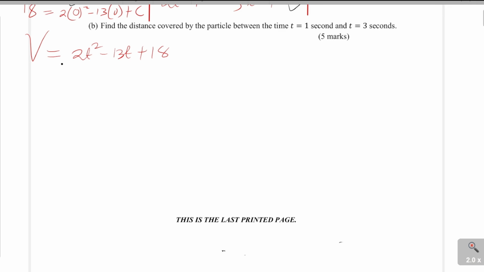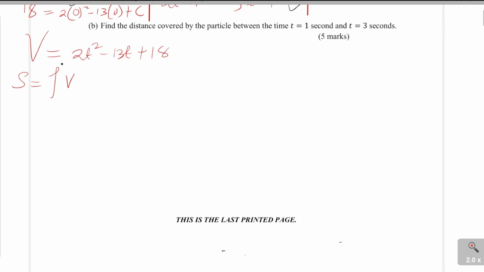So to find distance given the velocity, we integrate. Distance s is obtained by integrating velocity. We integrate velocity to get distance. That is very important. Now, you're supposed to integrate that over the interval of 1 to 3 seconds. But I actually like to make it clear that you're not supposed to integrate directly from 1 to 3.